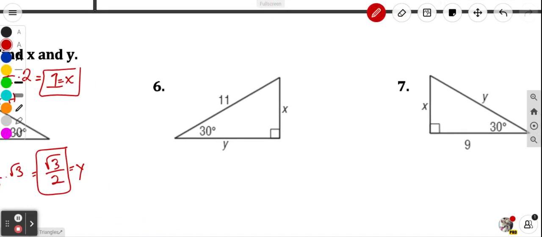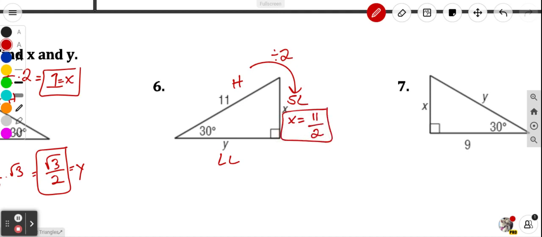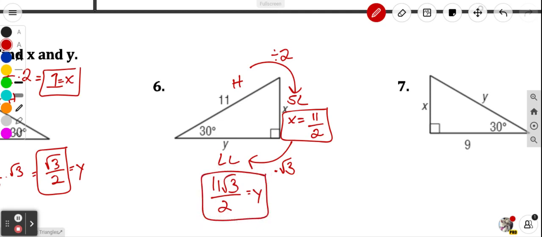Number 6, we're given the hypotenuse. We need to find the short leg and the long leg. Again, remember, find the short leg first by dividing by 2, because the hypotenuse is double the short leg. So X here is just 11 over 2. You can write it as 5.5 if you want, but usually with radicals and special right triangles, we like to leave it in fraction form, not decimal. Now that I have the short leg, to get to the long leg, I'm just going to multiply by radical 3. So it's going to be 11 radical 3 over 2. That's your Y here. So that's an example given the hypotenuse.